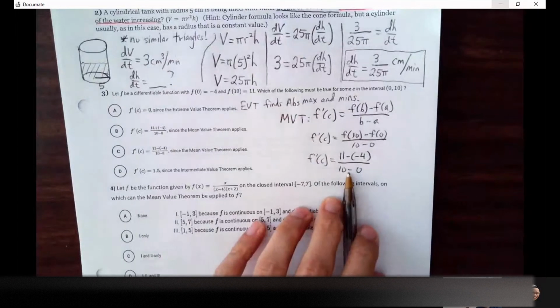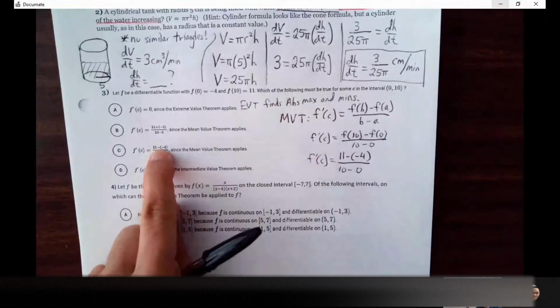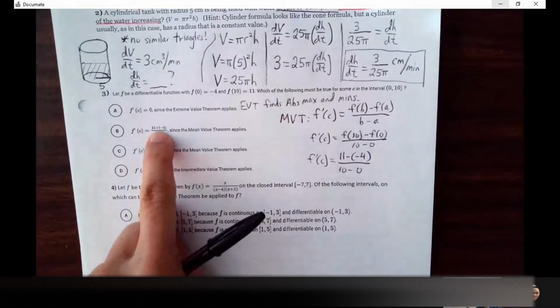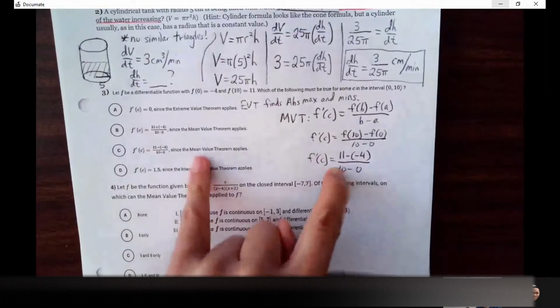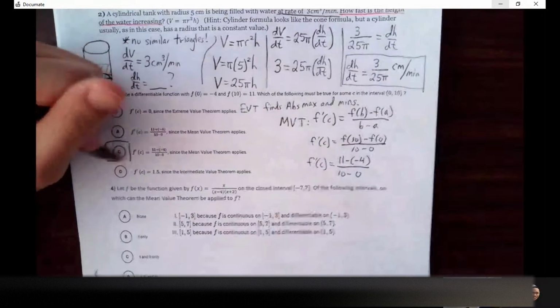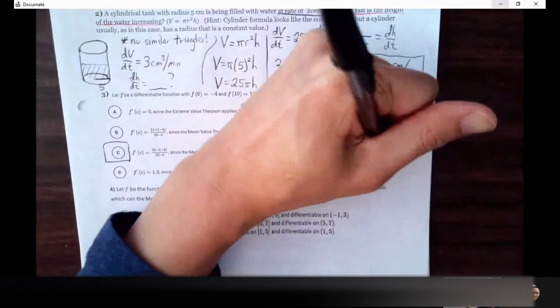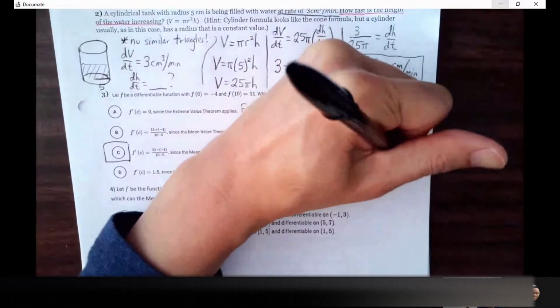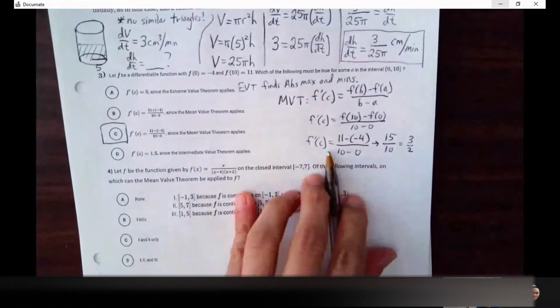And we see that this is a better match with C than with B because it looks like the sign is not matching up for our answer for that we found. So that's a match for C. We can guarantee that whatever the slope is, the slope being 15 over 10, which is 3/2, we can guarantee the slope somewhere along the curve. Okay.